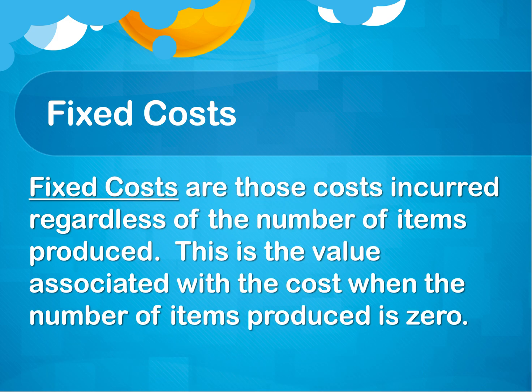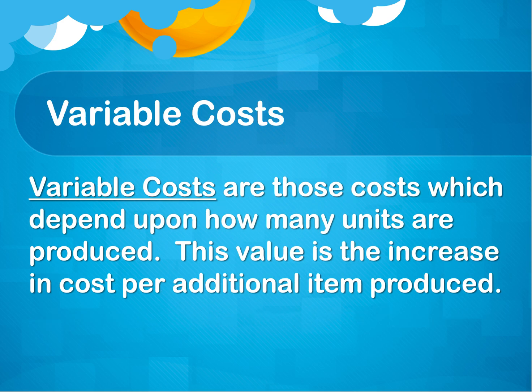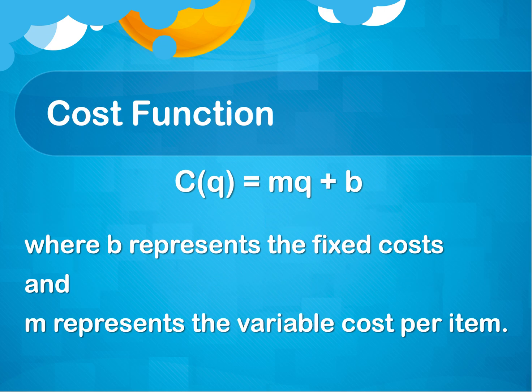So here we have fixed cost, and those are the costs that we incur regardless of the number of items produced. So this is the value associated with the cost when the number of items produced is 0. Now variable costs are those costs which depend upon how many units are actually produced. And so this value is the increase in cost per additional item produced.